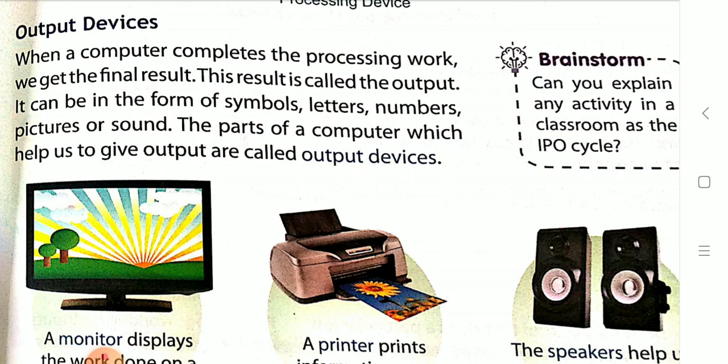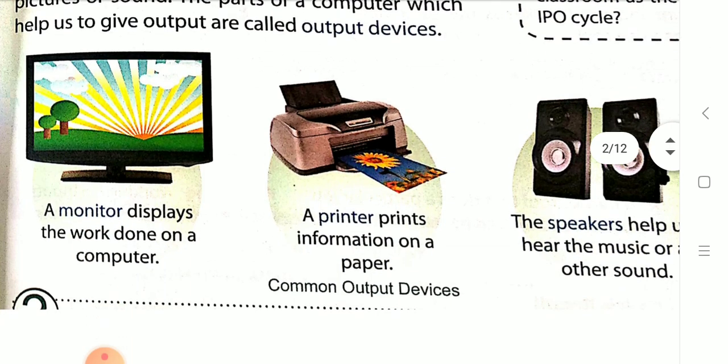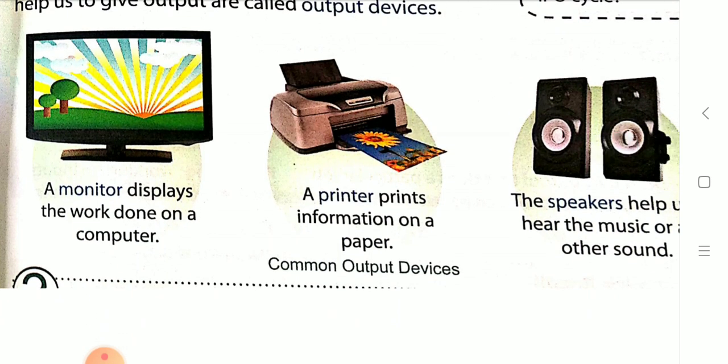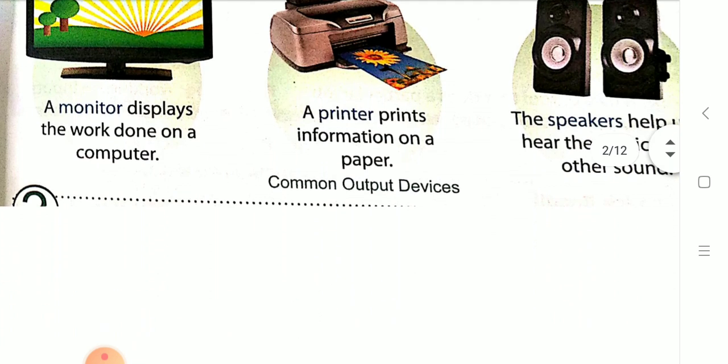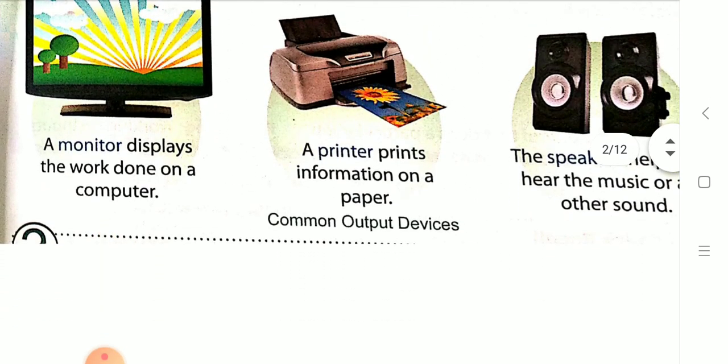It can be in the form of symbols, letters, numbers, pictures or a sound. The part of the computer which helps us to get output is called an output device. Now let us learn about these different output devices. Monitor, printer and speaker are parts of output devices.